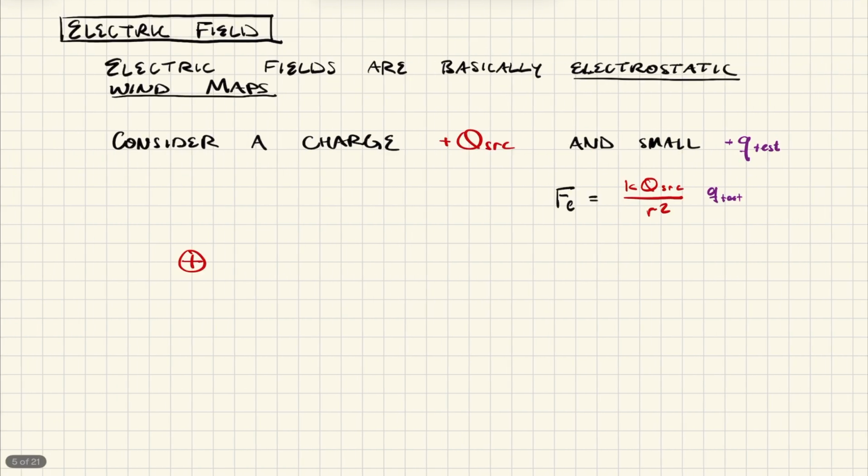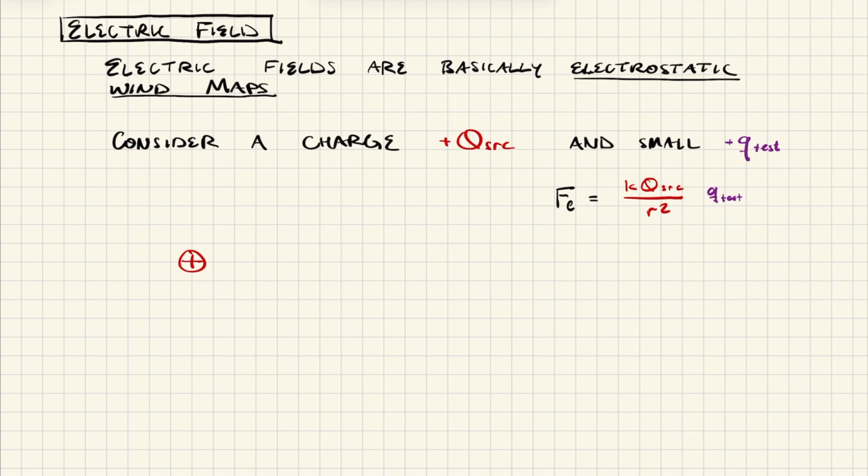So once again, by analogy, electric fields are our electrostatic wind maps. And the wind on the ocean comes from a bunch of different factors, right? It's all about air temperatures and fronts meeting each other. But in the case of electric fields, the thing that really sources an electric field is some kind of charged object. And we'll consider a point charge with charge positive Q source. And then we'll think about our sailboats as these little tiny positive test charges, positive Q test, in purple here.